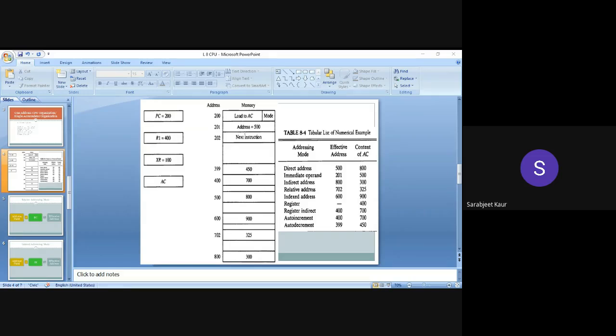Now let us look at the indexed addressing mode. In the indexed addressing mode, the only change is that instead of the PC, I have put in a register called IR. IR stands for the index register. You should always remember these registers, as they are very important. What is the index register?